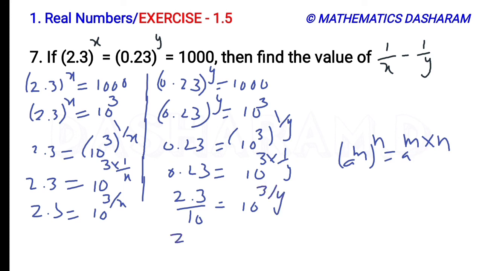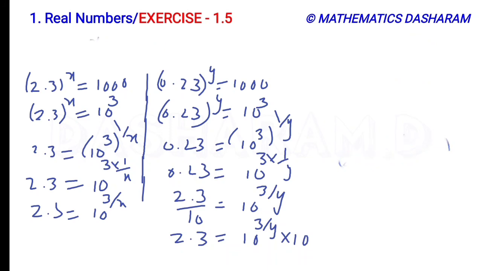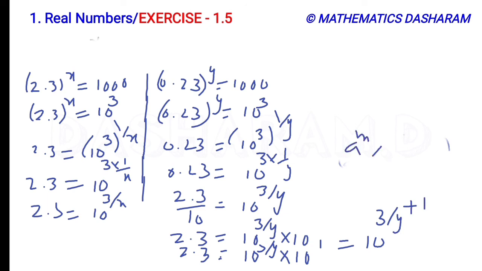So now 2.3 equals 10 to the power of 3 by x; transpose to the RHS side, 3 by y into 10. So then 2.3 equals 10 to the power of 3 by y into 10 to the power of 1. So then it is equal to 10 to the power of 3 by y plus 1, because the formula is a to the power of m into a to the power of n equals a to the power of m plus n.